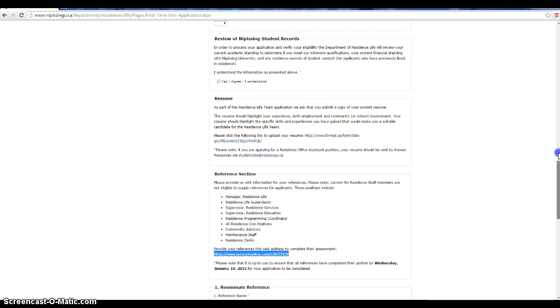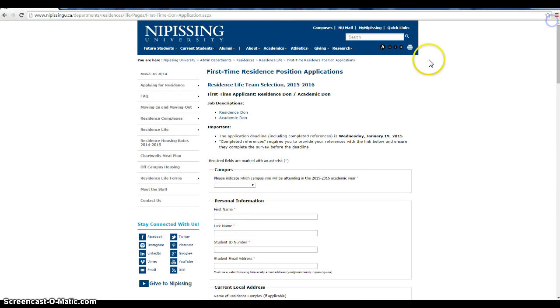But that is a quick walkthrough of the Residence Life Leadership Team application process for the 2015-2016 year.